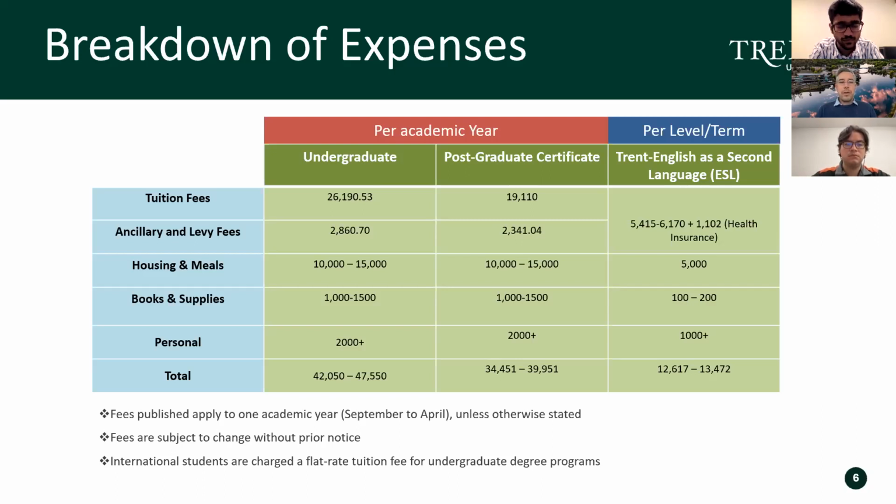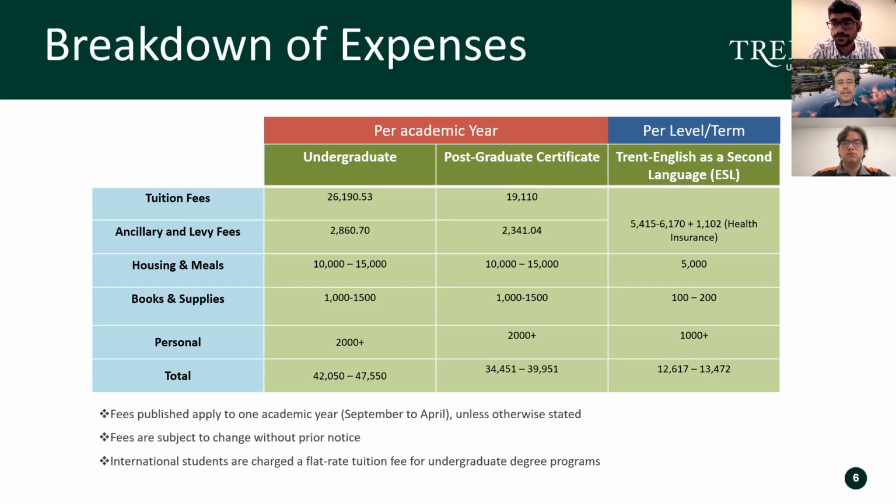Similarly, meals, students have different food tastes. If you're going to eat at a restaurant every day, obviously you're going to budget on the highest end of the spectrum, probably more than $15,000 a year. If you're going to cook for yourself and eat with some modesty, then I guess you can put your budget on the lower end as well.